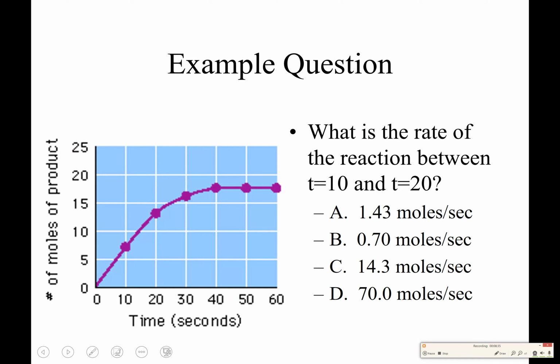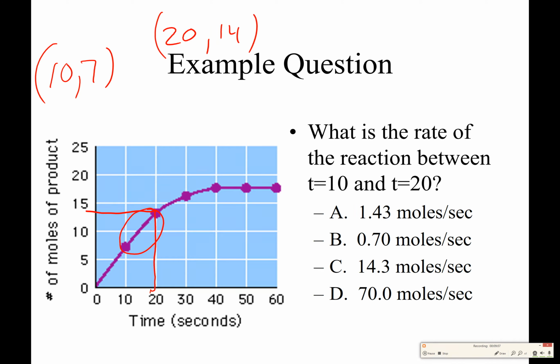So here we want to find the rate between 10 and 20 seconds. So we're looking at the rate in that particular part of the graph. Remember that when we have a graph to find rate, we want to find slope. So we want to find the coordinates for those 2 points. So at 10 seconds, x equals 10. Y, let's say about 7. And for 20 seconds, let's say that y is 14.